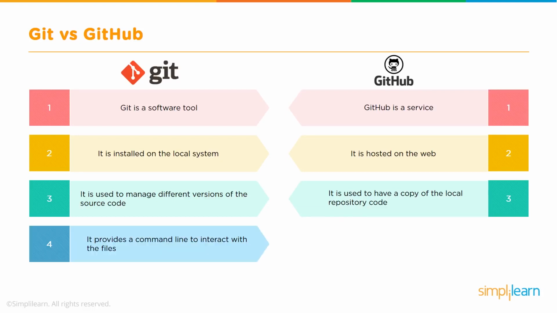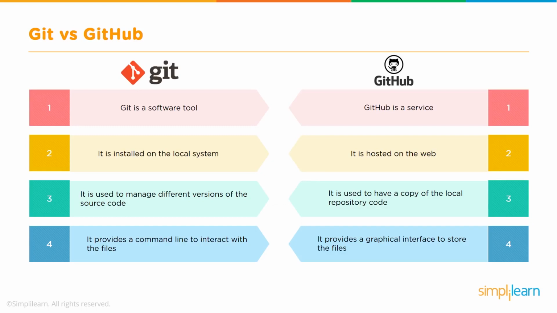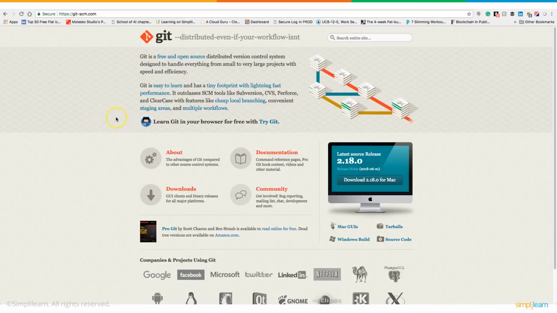Git provides command line tools that allow you to interact with your files, whereas GitHub has a graphical interface that allows you to check in and check out files. So let me just show you the two tools here. So here I am at the Git website, and this is the website you would go to download the latest version of Git. And again, Git is a software package that you install on your computer that allows you to be able to do version control in a peer-to-peer environment.